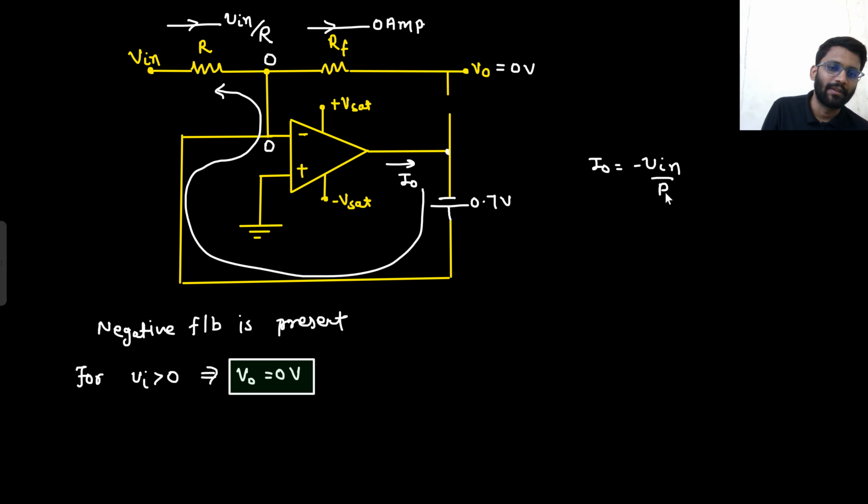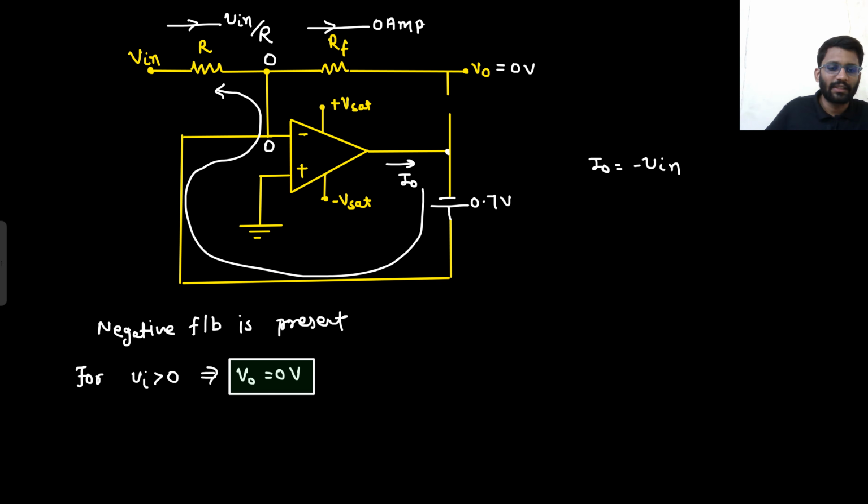Do you agree with my point? That is of no use, but in the question sometimes they can ask you, if V in is greater than 0, what is the value of I0? I0 is minus V in by R. This I0 is traveling like this. So I0 is equal to minus V in by R. Right? This current is I0 only.